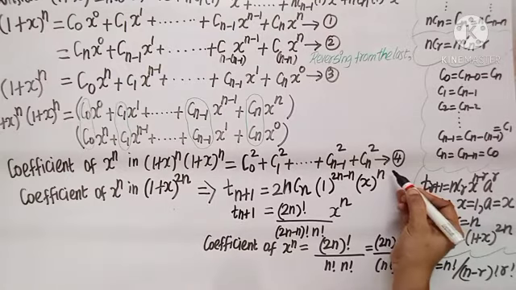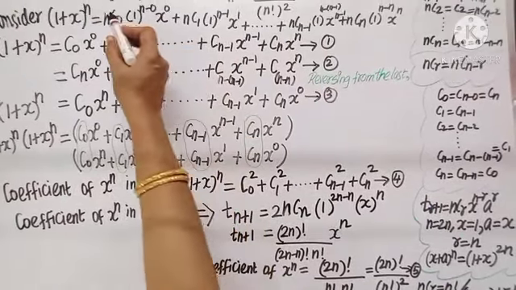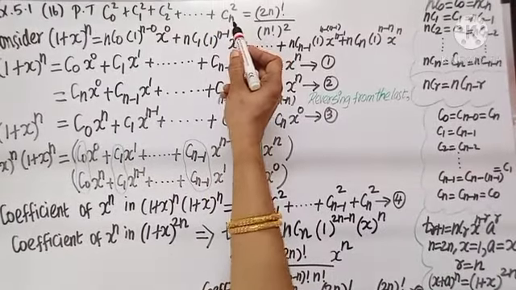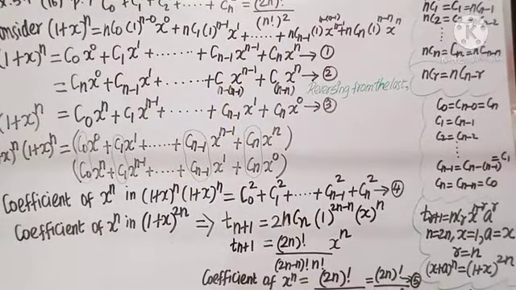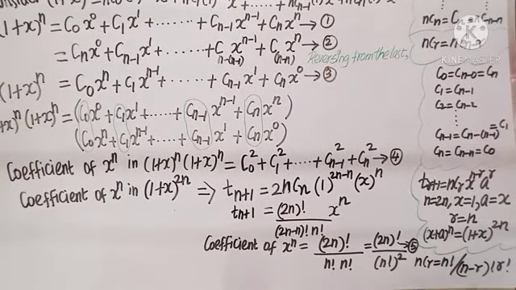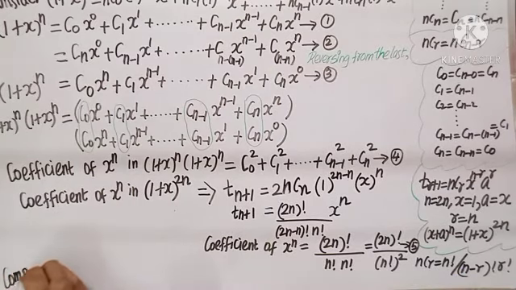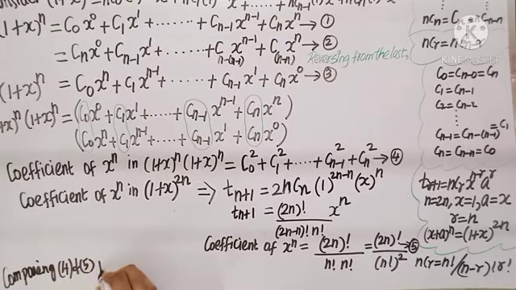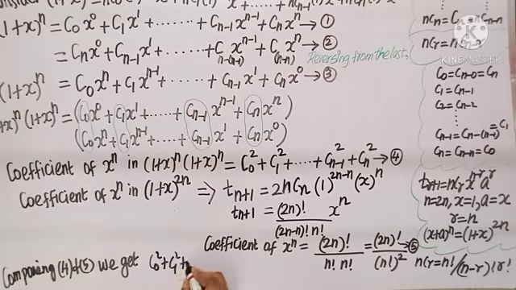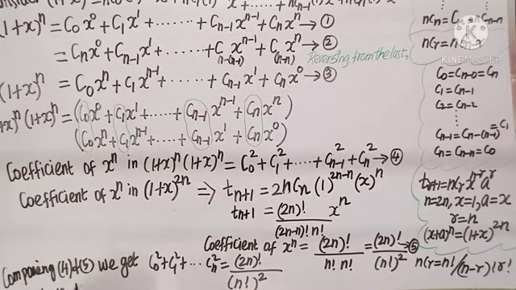The fourth equation gives us the LHS of the required question, and the fifth equation gives us the RHS. As I compare 4 and 5, we get the result: C0 square, C1 square, etcetera, Cn square equals (2n) factorial by n factorial the whole square, and hence the problem.